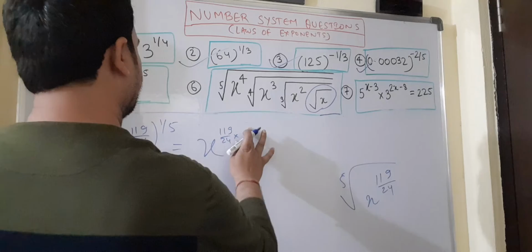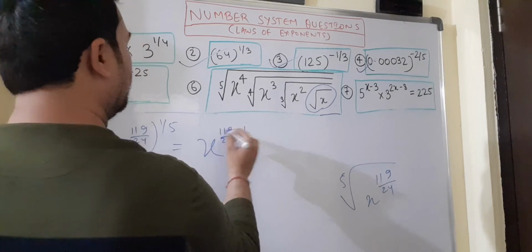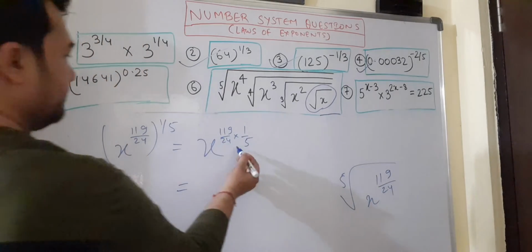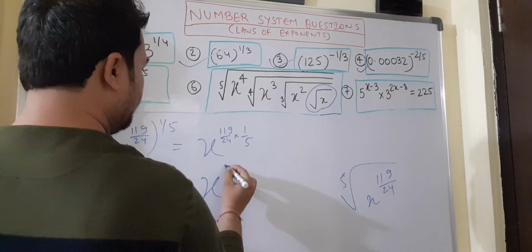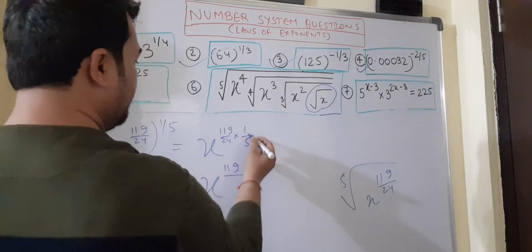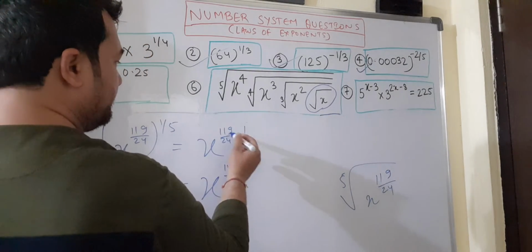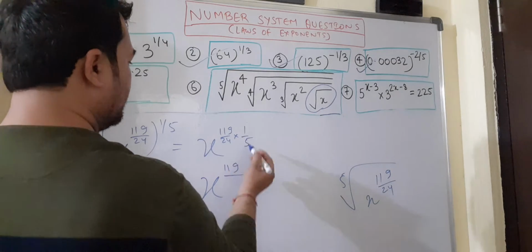Sorry, this is 1 by 5. Numerator will multiply with numerator and denominator will multiply with denominator. It will become 119 multiplied by 1. Anything multiplied by 1 is the number itself.